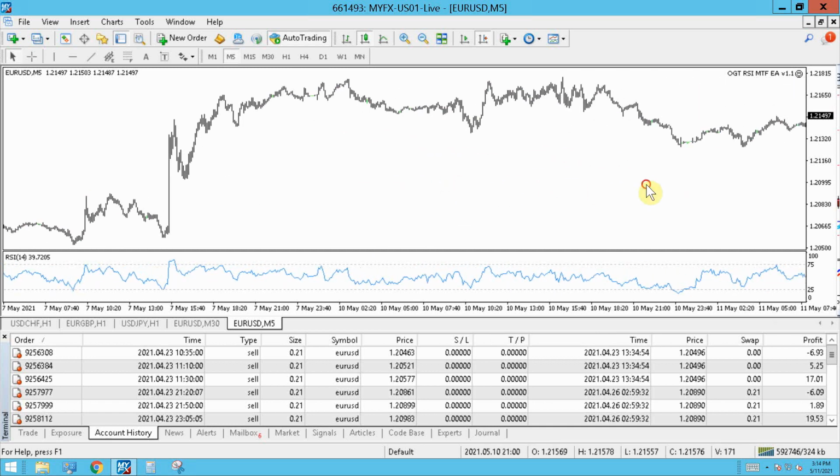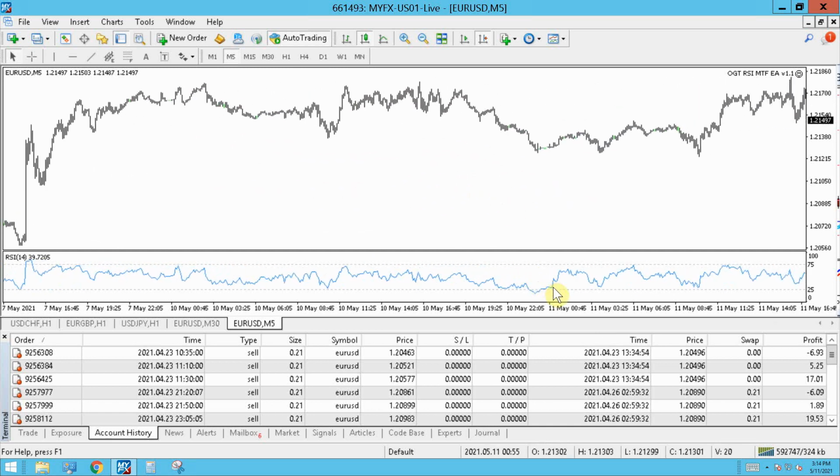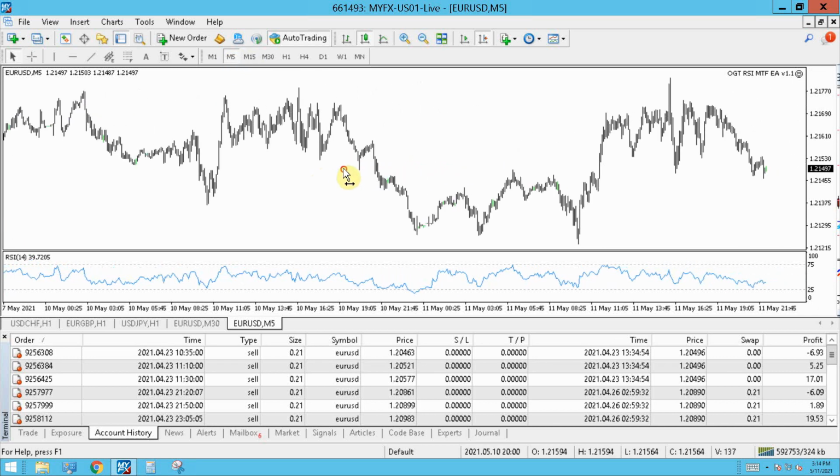As you can see now, even though the RSI was oversold at this level, it wasn't oversold on the next time frame up. So again, if you are new, this EA looks for signals where the RSI is oversold on multiple time frames, hence the name, and the settings I've got it on are the current time frame that I'm trading on, which is the 5 minute, and also the 15 minute.